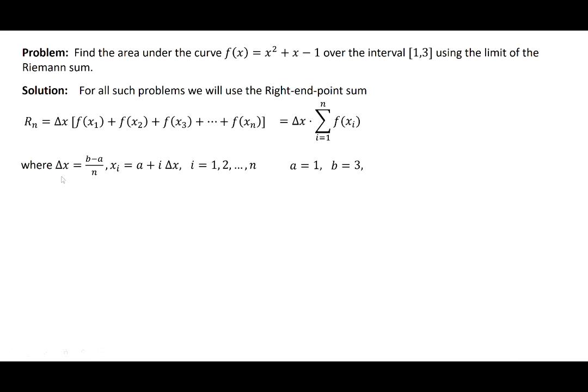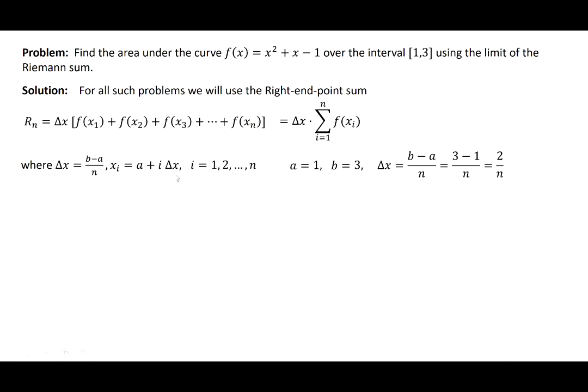Can we find delta x? Yeah, delta x is b minus a over n. So 3 minus 1 over n. So that's equal to 2 over n. Simple. Identify what a is and b is. From that, go ahead and calculate delta x. Okay, next step.